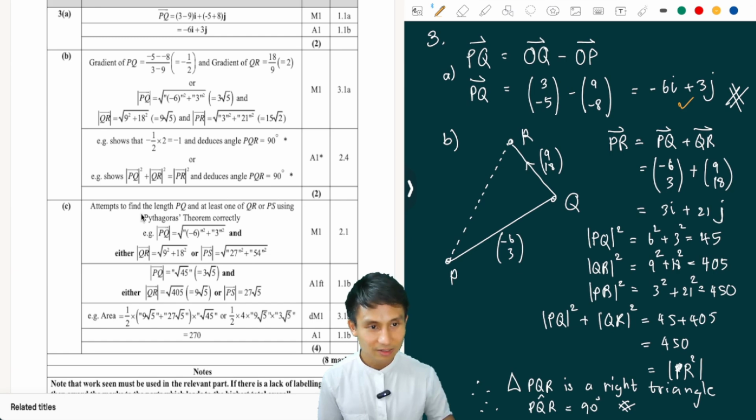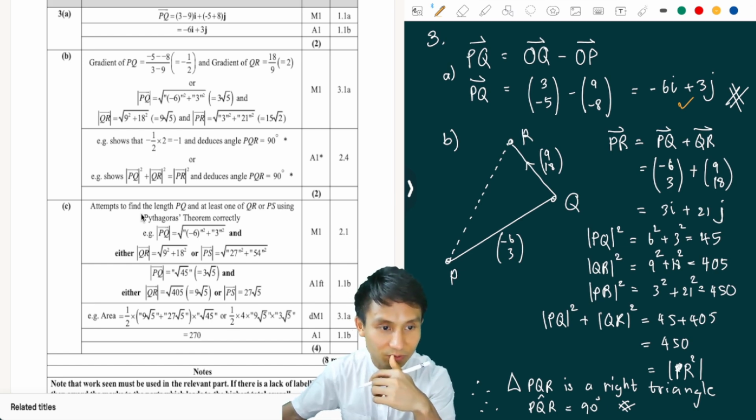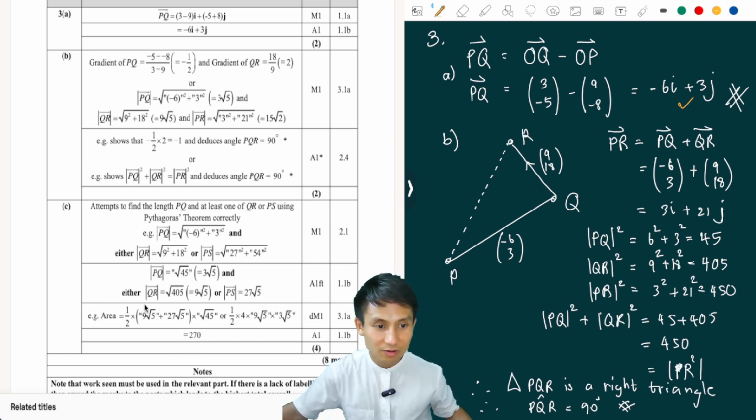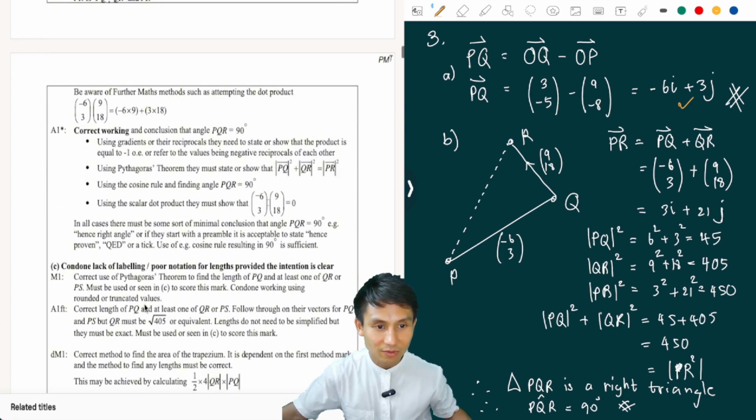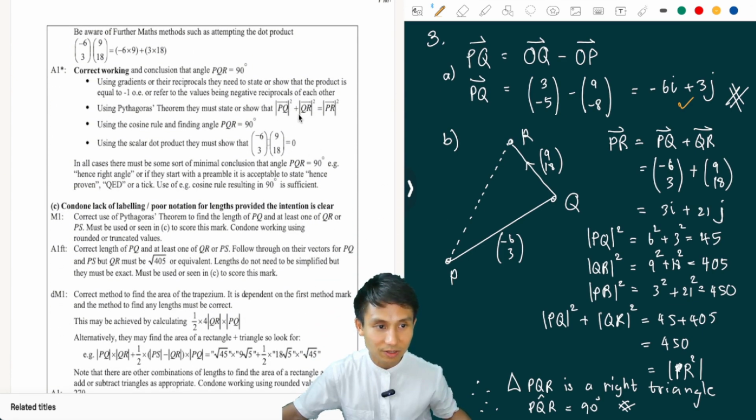And then we get the length, and then what's that? We found the gradient. They use the gradient. I use Pythagorean here. So I think they should allow. Yeah, I use Pythagorean here. Okay, so I get the method mark, and that should be right because it was shown to be right.